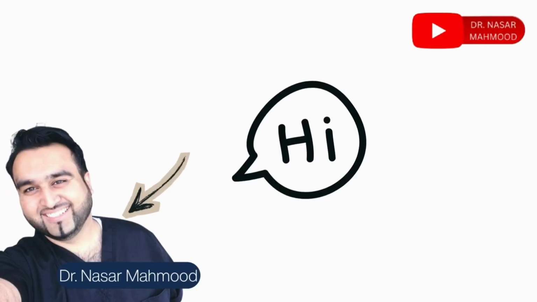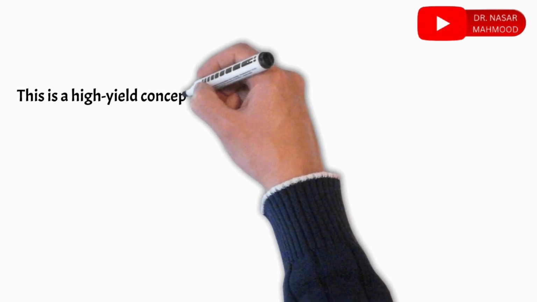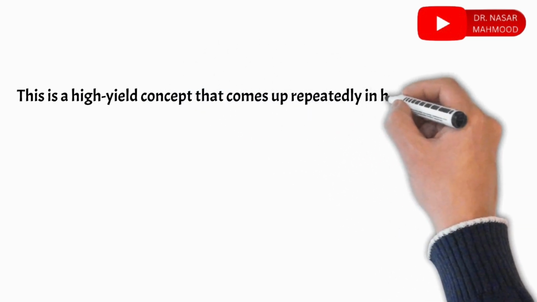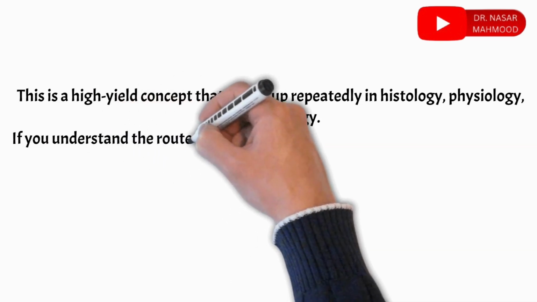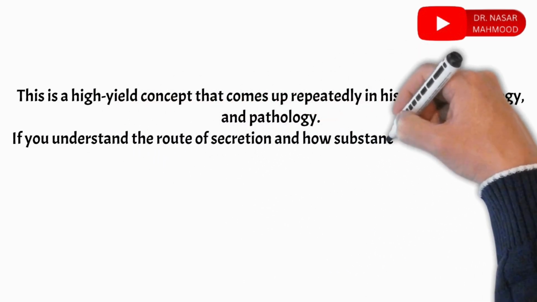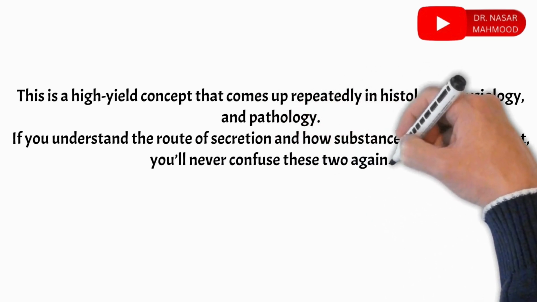Today we're talking about a very important topic, and that is how to clearly distinguish between endocrine glands and exocrine glands. It might seem simple, but it is a concept that, if you don't understand it, could really trip you up in exams, especially in histology, physiology, pathology, etc. Now, if you understand the route of secretion and how substances reach their target, you'll never confuse these two again.